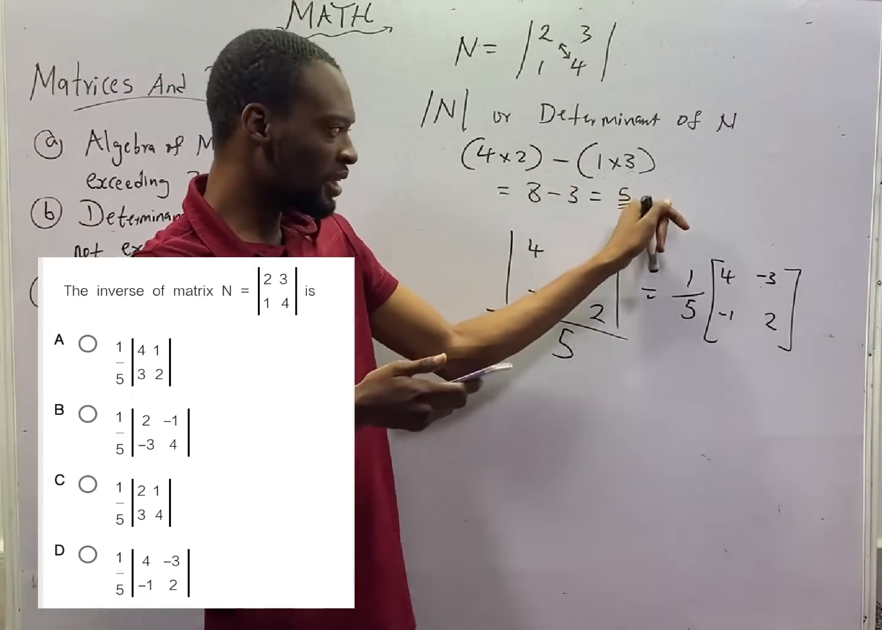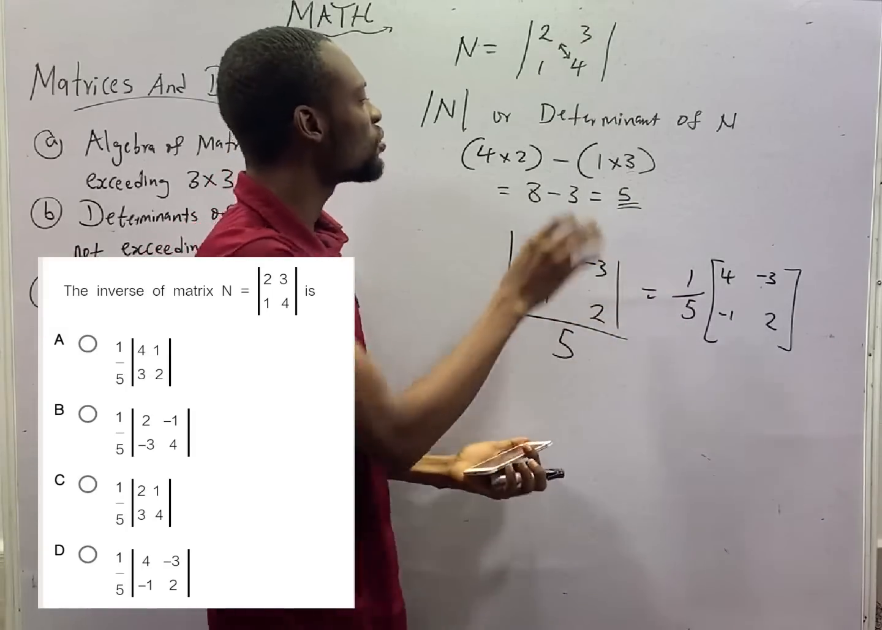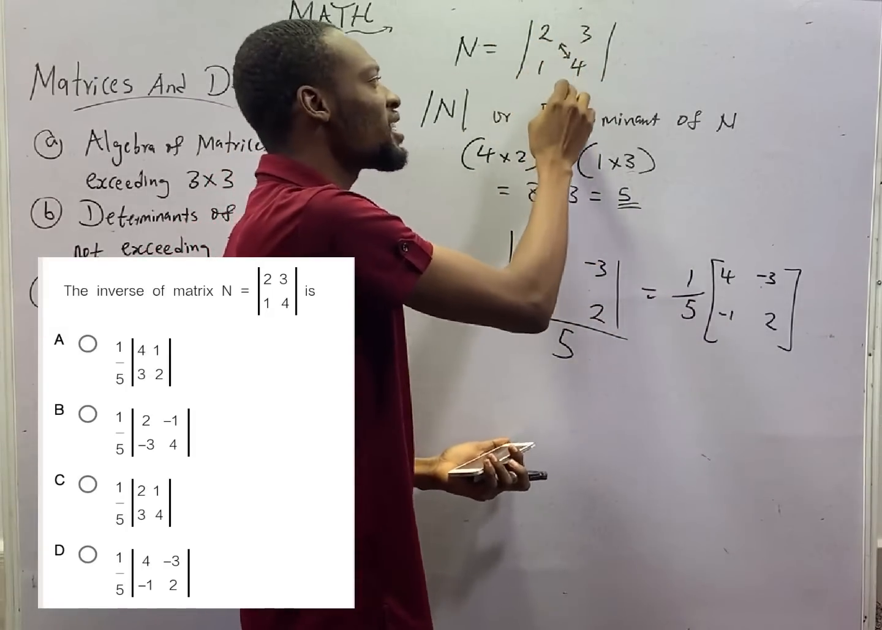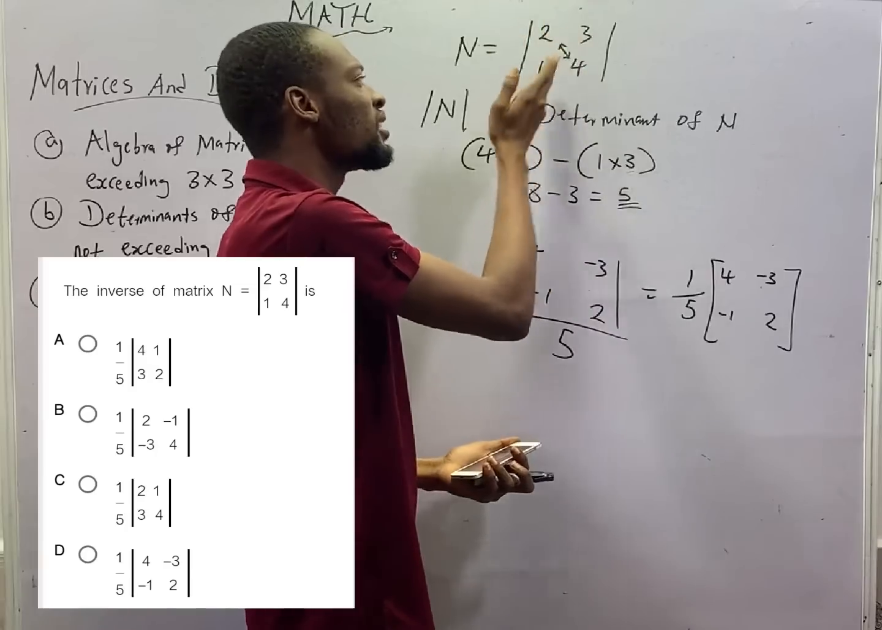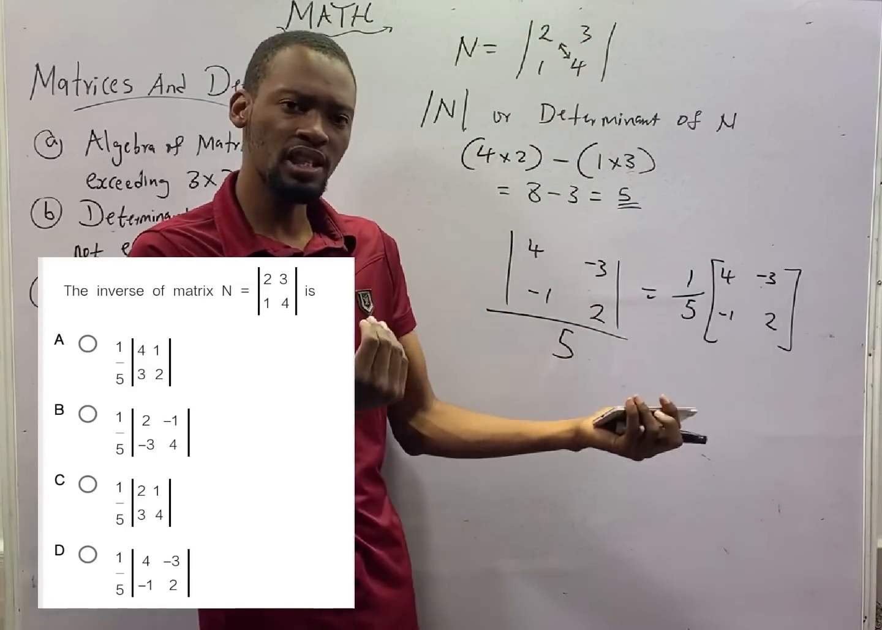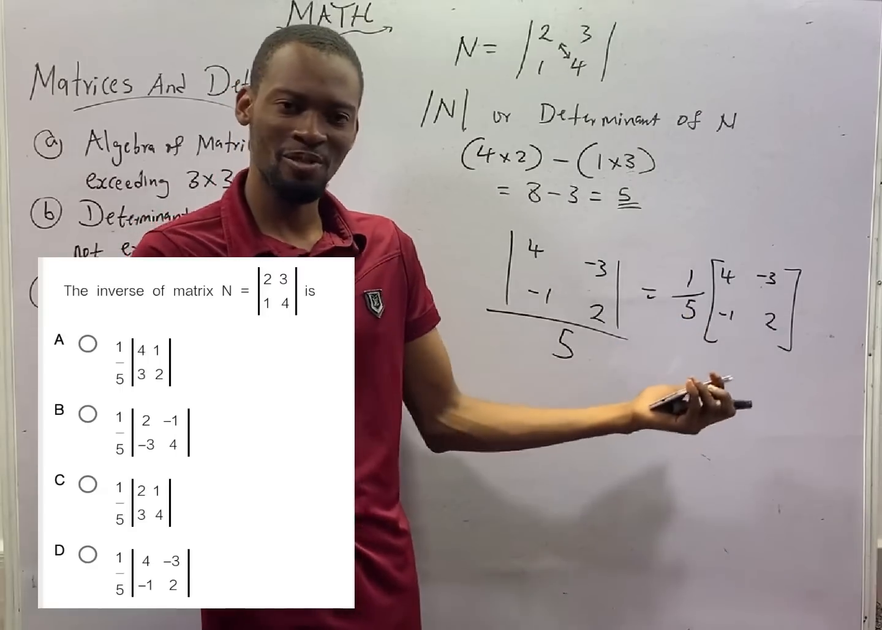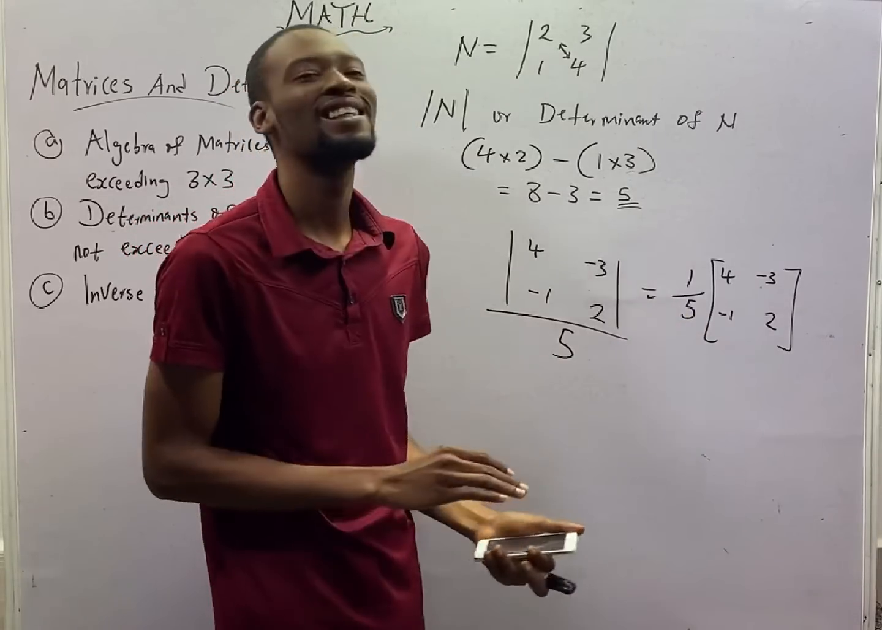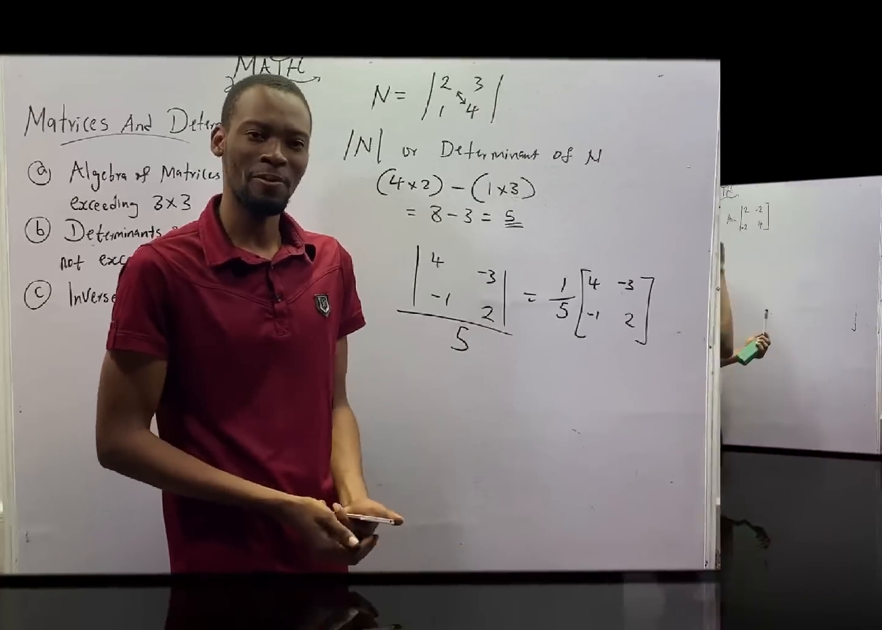You look for the determinant, then you switch. The one that is here, take it down. The one that is down, take it up. Then the ones that are here, change their signs. If they were positive, change to negative. If they are negative, change to positive. That is it. Let's see another example.